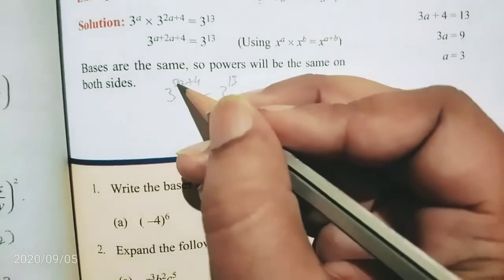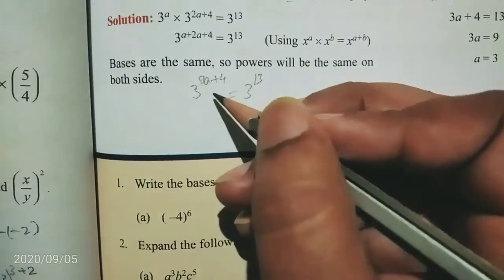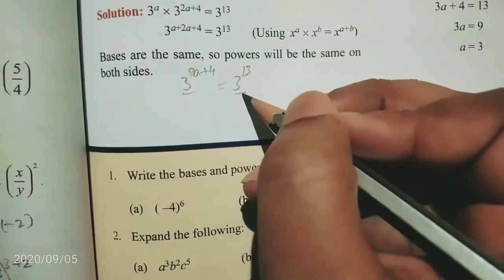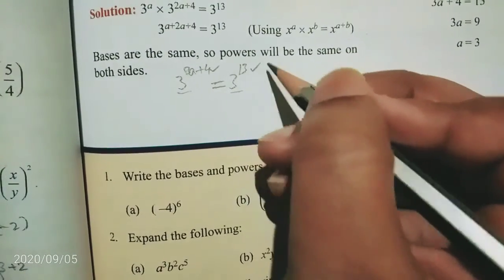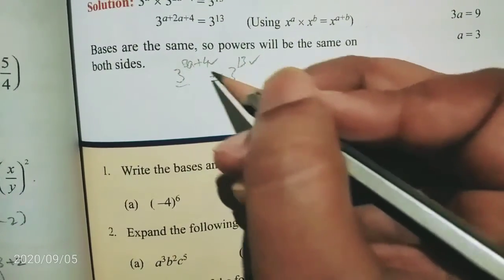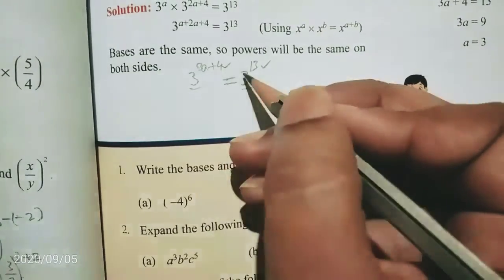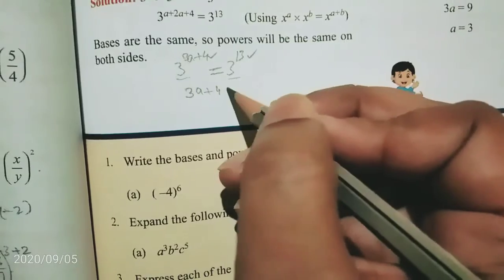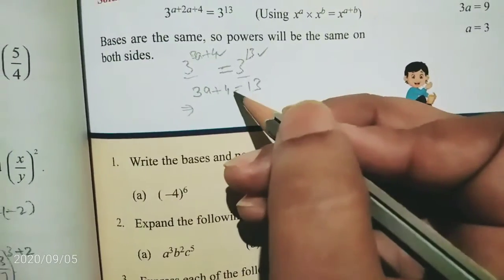Now the rule is what? How can you find the value of this a? a is in the power. So one more new rule is: when the bases are the same on both sides, LHS and RHS, then the powers are also equal. Remember this thing, very important. When the bases are equal on both sides, then the powers are also equal on both sides. So now you cancel the bases and write the powers only. 3a plus 4 equal to 13. Now it has become an equation.